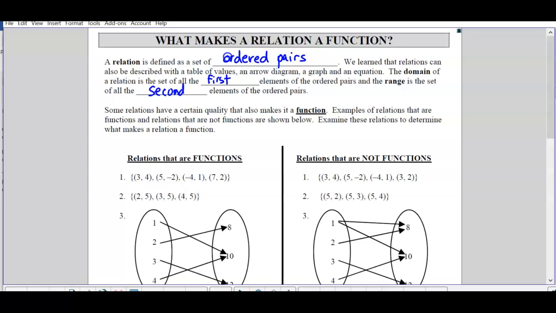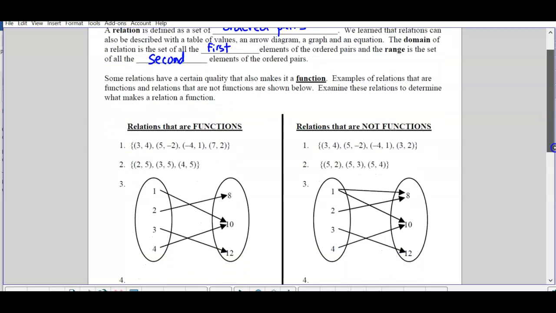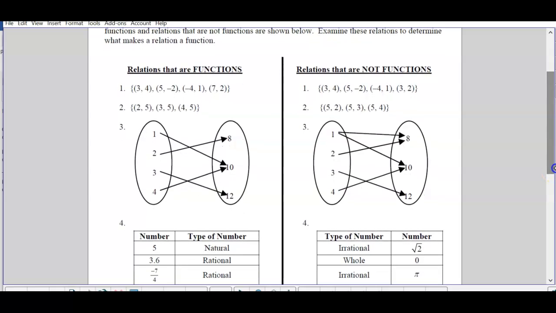Some relations have a certain quality that also makes them a function. Examples of relations that are functions and relations that are not functions are shown below. Examine these to determine what you think the properties are that make it a function and not. So we match them up in terms of the way that we're showing them. The first two are sets of ordered pairs in both. You'll notice in the first one we have for our x values 3, 5, negative 4, 7. They're all different, as are the y values.